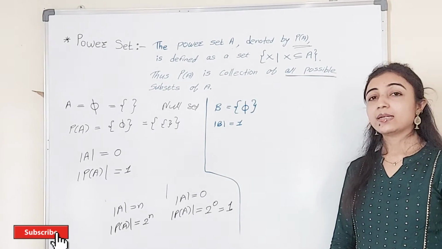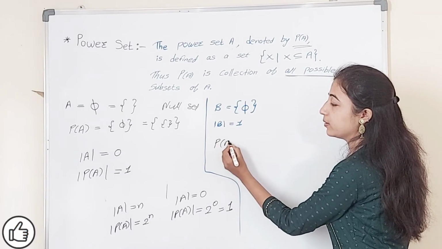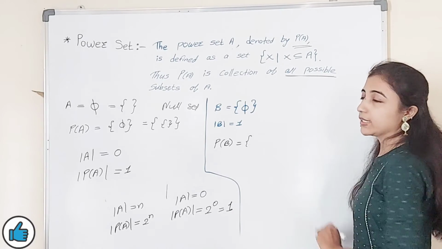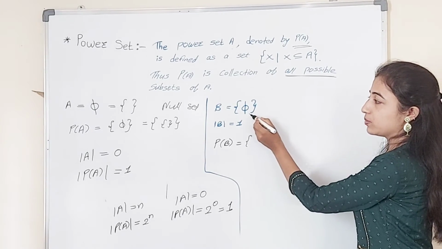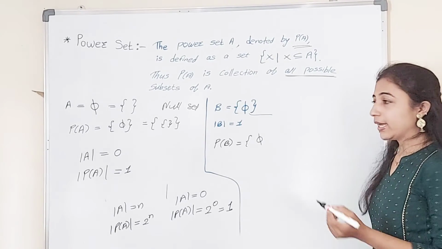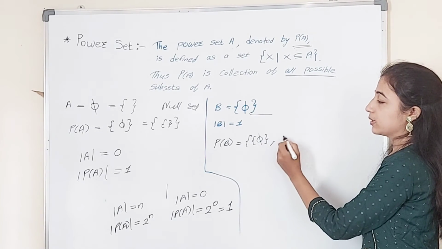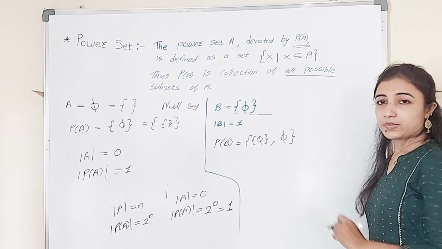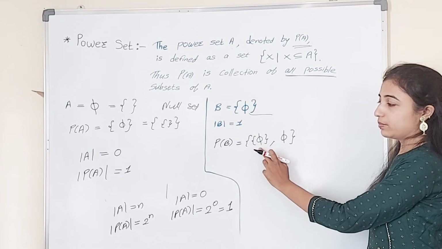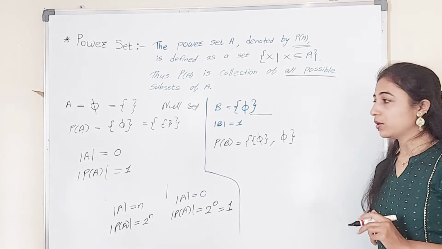Now if we want to find the power set for B, what will the power set for B be? Power set of B is equal to the collection of all the possible subsets of B. Now see which subsets are possible for B. One, pick one element from it, that is, which element is in it? The empty set. Make a set of it. And the empty set is also a subset of every set. So what are the possible subsets for set B? Set B itself and the empty set. So these are the 2 possible subsets of set B.